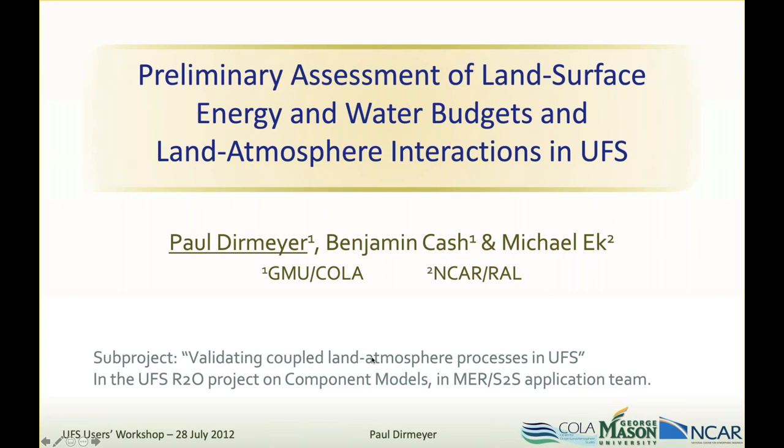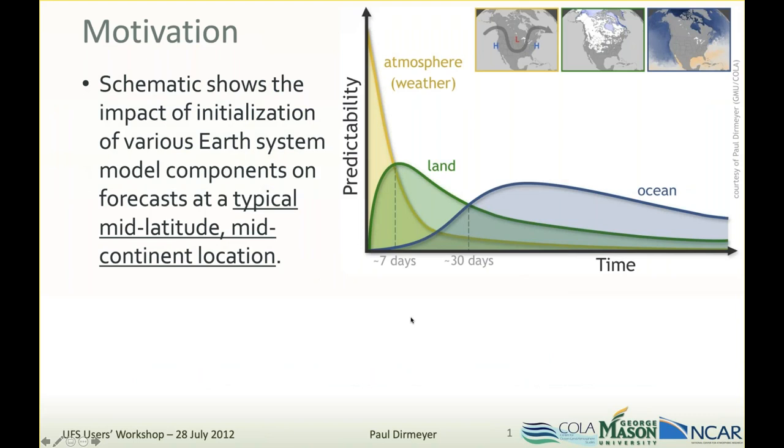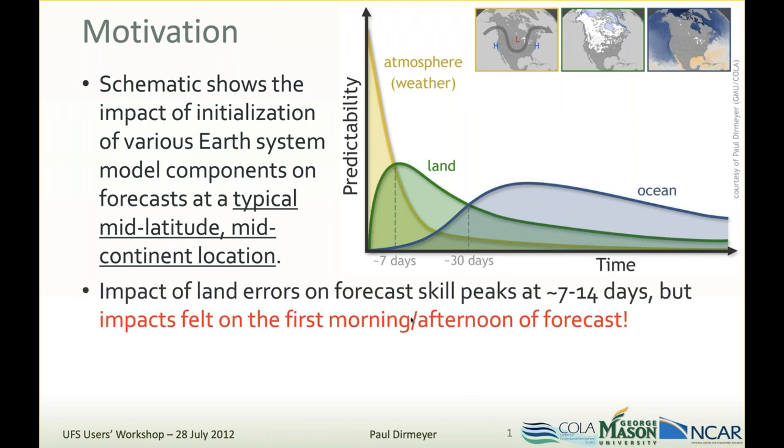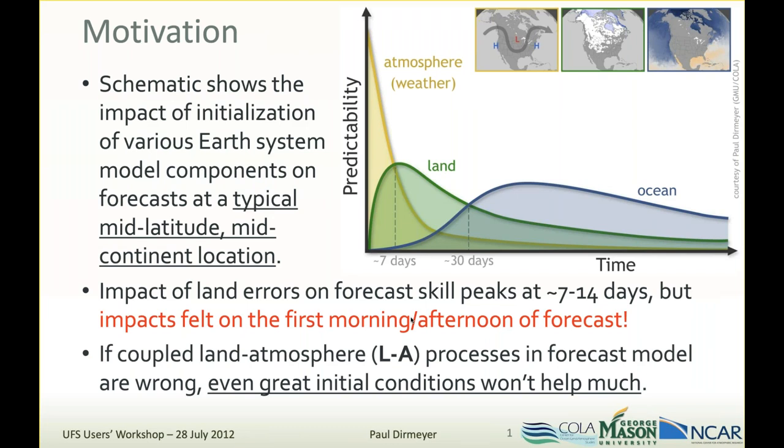So this sub-project is validating a couple of land atmosphere processes in UFS. This is part of the monstrous UFS R2O project on component models piece in the MAPP S2S application team. So maybe it's really a sub-sub-project or maybe even three subs. The motivation here, as shown in the schematic, is that the impact of initialization of the land surface is potentially very important on these sub-seasonal 7 to 14 day periods, particularly, but anywhere between basically the very first day of a forecast out to about a month or more.